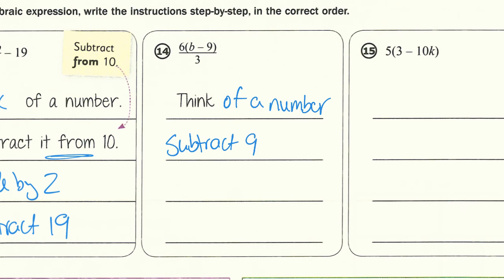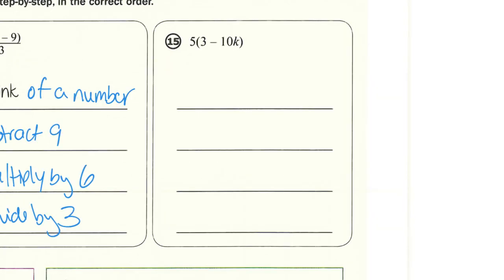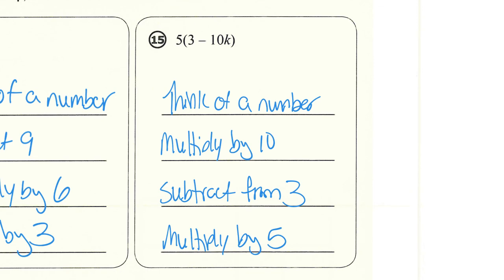So first thing after we think of a number is subtract 9. Then we multiply by 6. Then we divide by 3. Here's your steps for number 5. Think of a number, then multiply that by 10. Subtract from 3, that's an important piece there. And then lastly, multiply by 5.